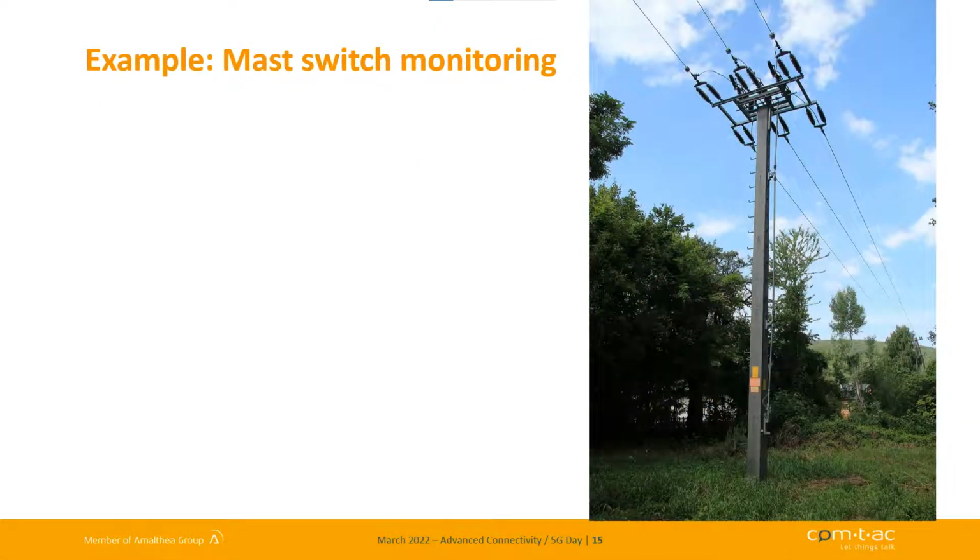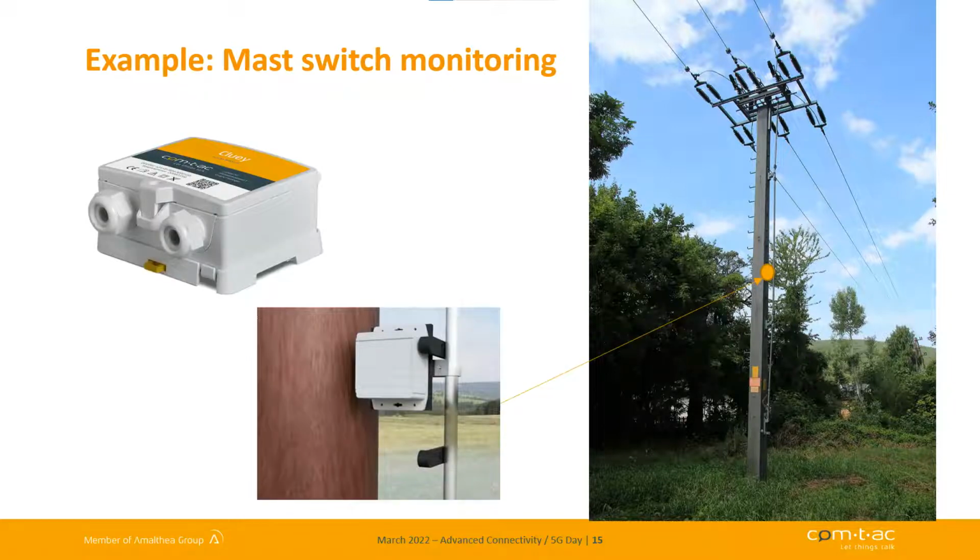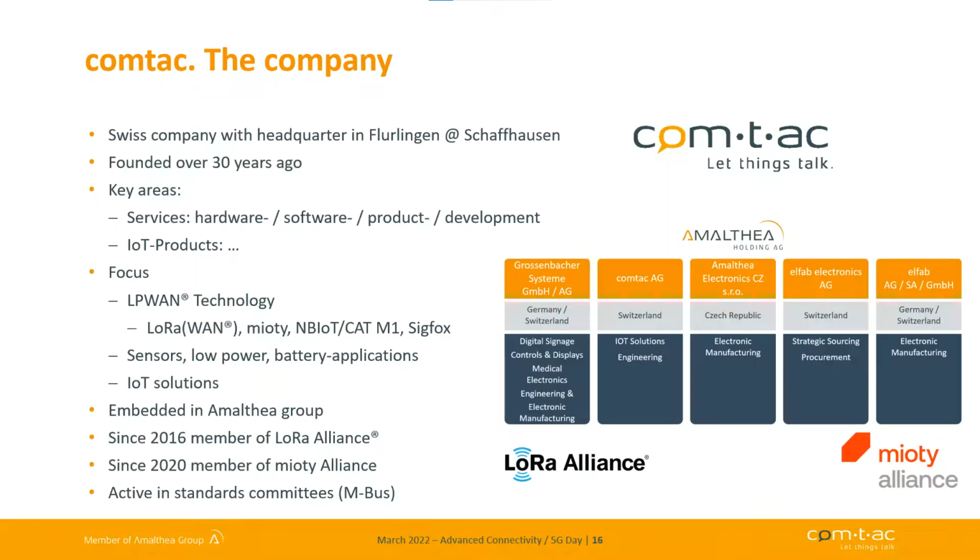In infrastructure monitoring, you see a lot of LPWAN applications. Our Cluey device is used for mast switch monitoring, because today the workers have to call the central office and tell them which switch they switched on or off. And we have a simple device which detects if the switches are open or closed and improves the security for the network operator.